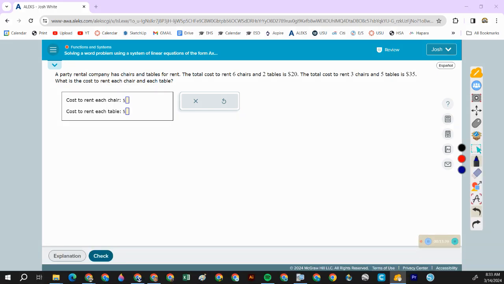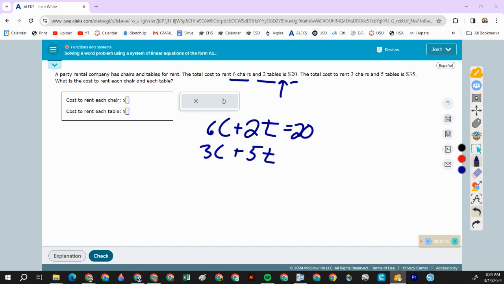Okay. So we have chairs and tables. If I rent 6 chairs and 2 tables, it equals $20. So 6C plus 2T equals 20. Also, 3C plus 5T is equal to 35. And then we would just use elimination. Okay. I would do elimination, times the bottom by negative 2.